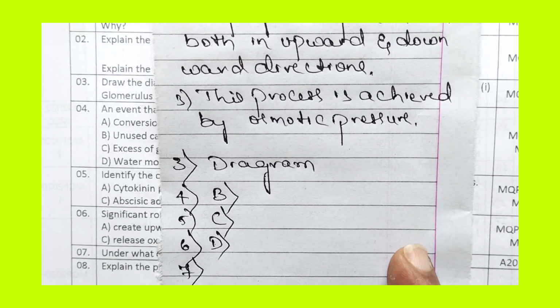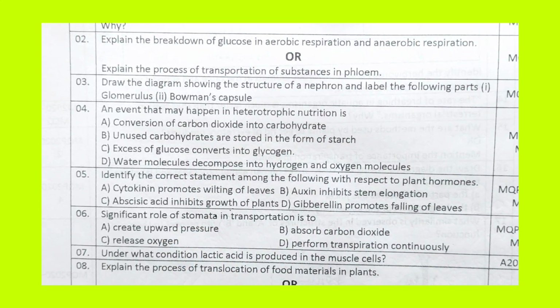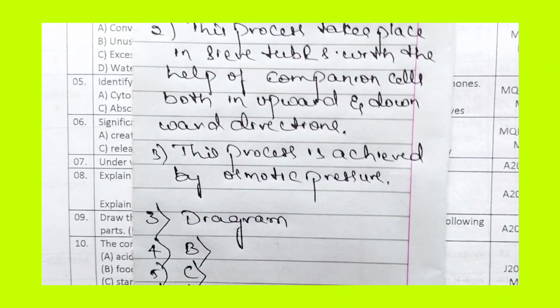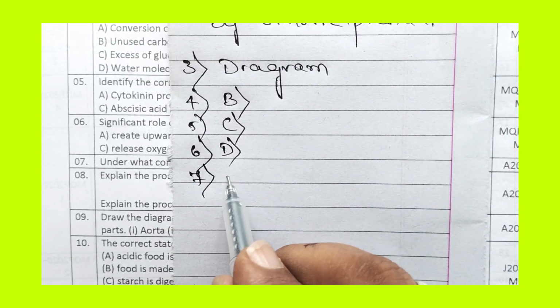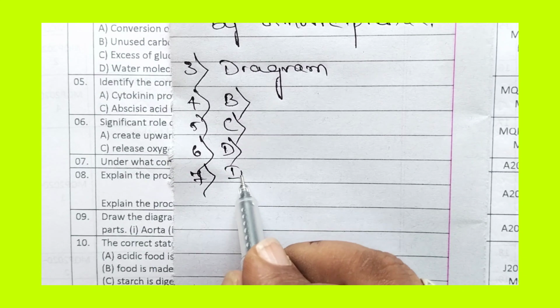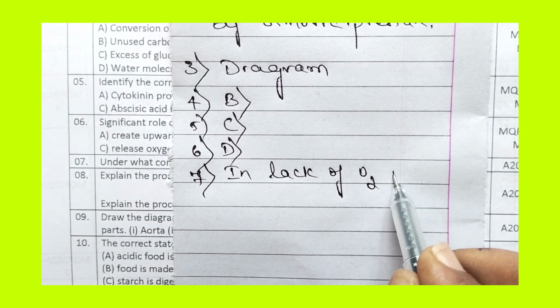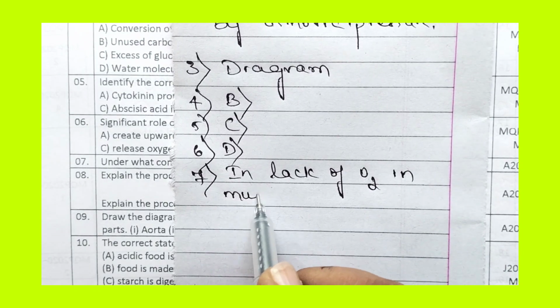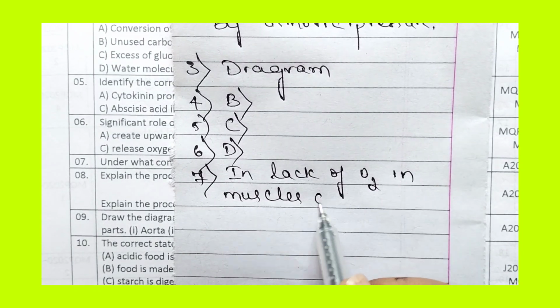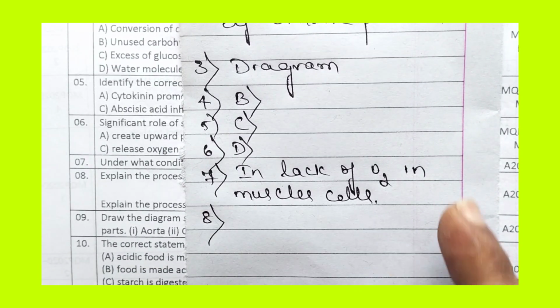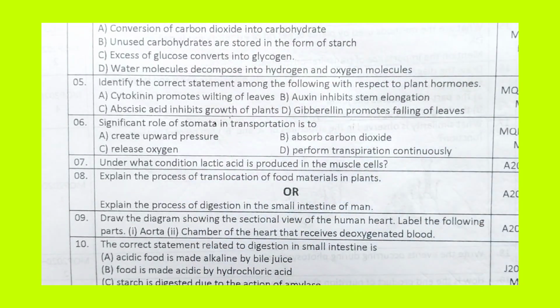Now let us move for the seventh question, that is under what condition lactic acid is produced in muscle cells. So let us answer the seventh question. Lactic acid is produced in lack of oxygen in muscle cells. When the muscle cells lack oxygen, lactic acid is produced. Now let us move for eighth question.